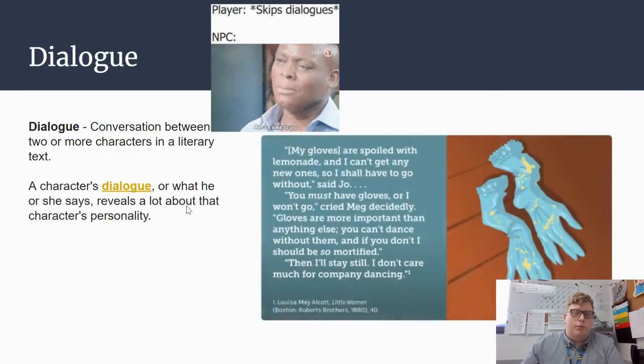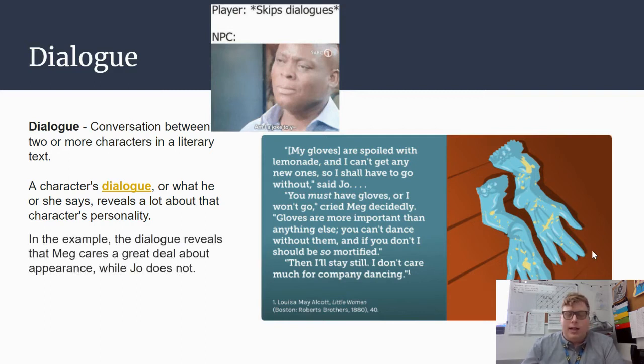Look at this example. It reads, "My gloves are spoiled with lemonade and I can't get any new ones, so I shall have to go without," said Jo. "You must have gloves or I won't go," cried Meg decidedly. "Gloves are more important than anything else. You can't dance without them, and if you don't, I should be so mortified." "Then I'll stay still. I don't care much for company dancing."